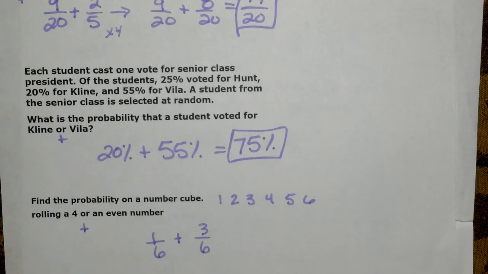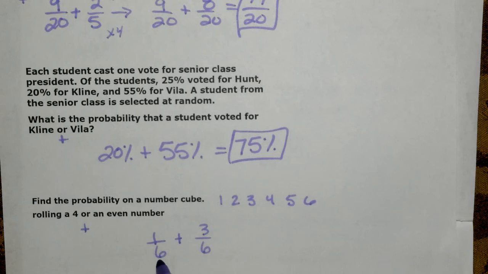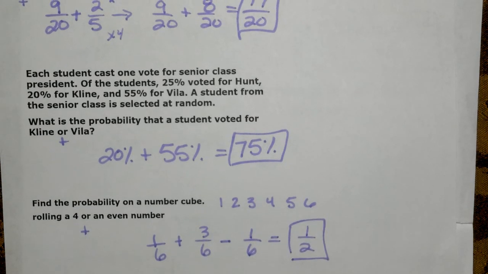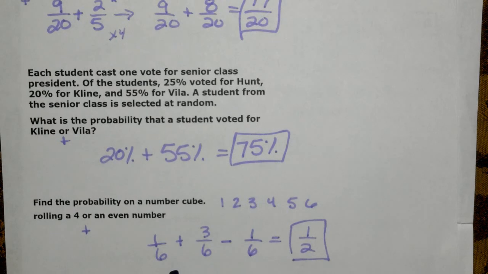But then you have to ask yourself, is there anything shared between these? Well, isn't 4 an even number? So I counted 4 for this one, but I counted 4 for this one. So I have to take 1 away. I don't want to count it twice. So that's going to give us 1/2 as our answer. So if you're representing something more than once, you have to subtract it. So you always want to ask yourself, okay, well, is 4 an even number as well?